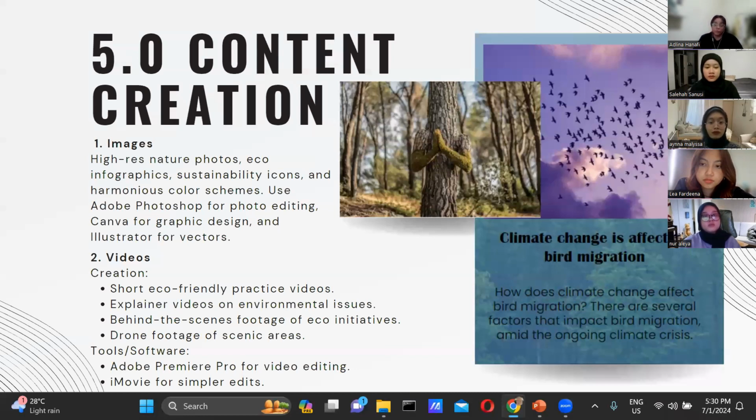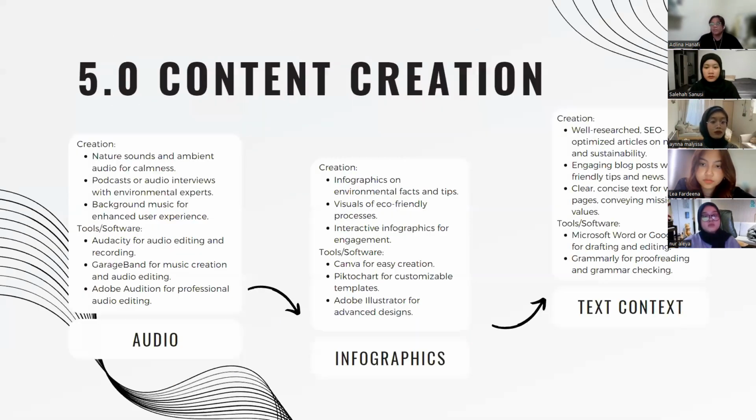And then the fourth one is basically our main element. It's infographics on environmental facts and tips, and a lot of this we actually used Canva. And then lastly, onto the text content of our whole website, we do well-researched writing on SDG 13 basically. And once we have an idea of what we want to put in our website, we will draft it in Microsoft Word and use Grammarly for proofreading and also grammar checking.